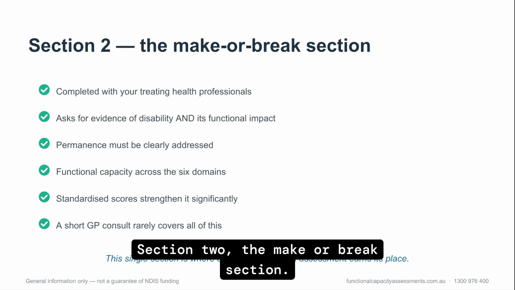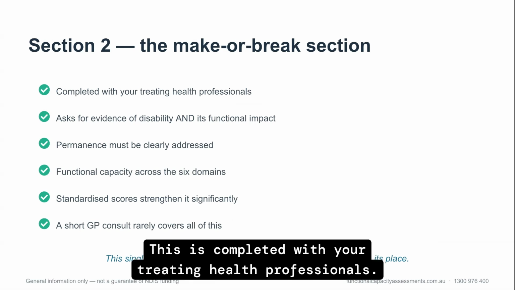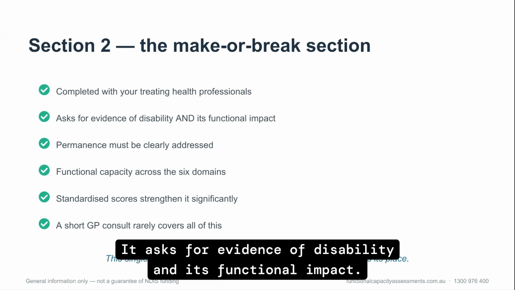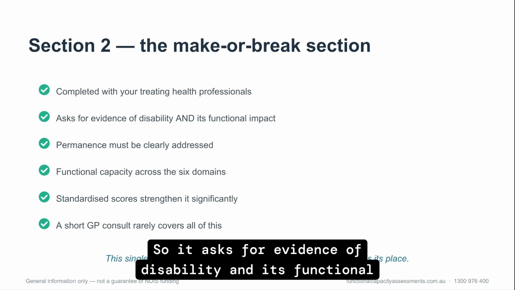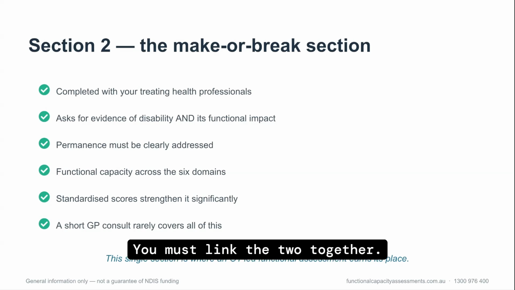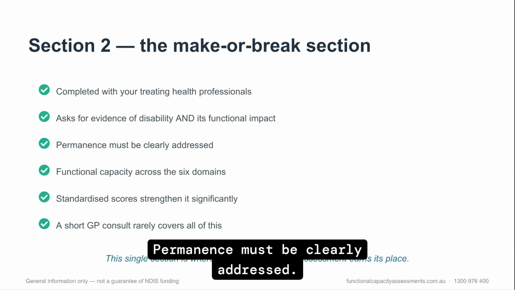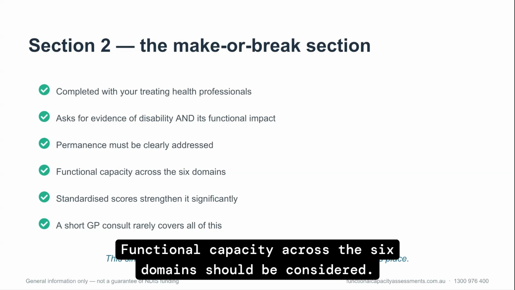Section 2, the make or break section. This is completed with your treating health professionals. It asks for evidence of disability and its functional impact. I'm going to repeat that. So it asks for evidence of disability and its functional impact. You must link the 2 together. Permanence must be clearly addressed. Functional capacity across the 6 domains should be considered.